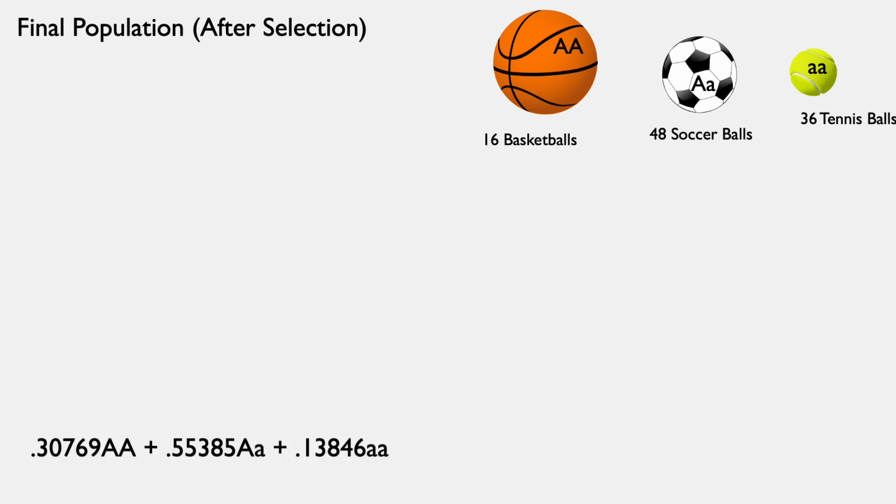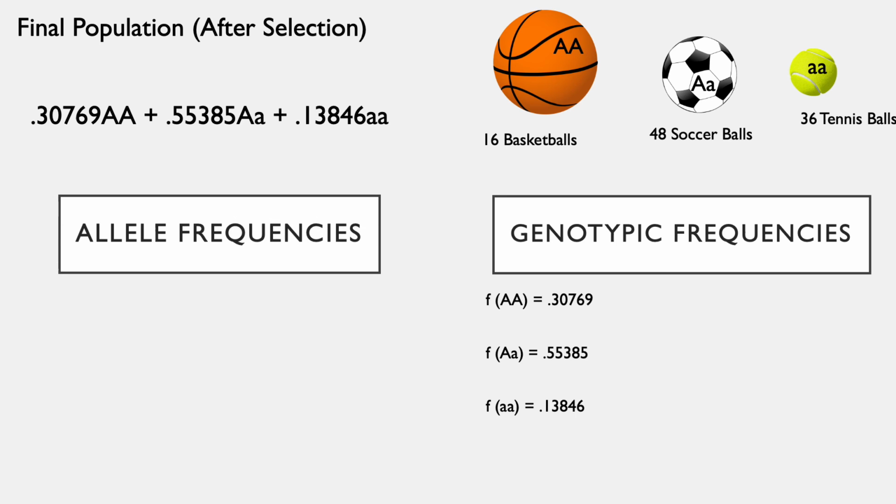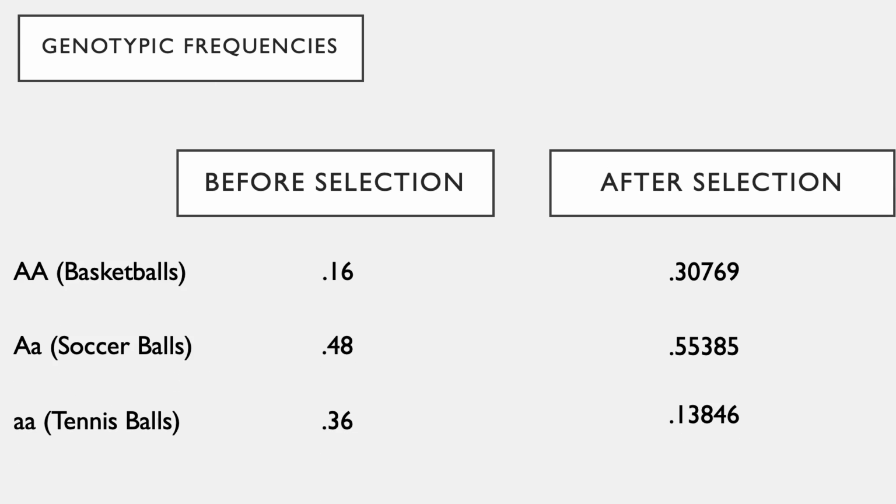Let's calculate a few things about our final population. The genotypic frequencies are given here. Now we can calculate our allelic frequencies. Let's see how the allelic frequencies were affected by the selection. We can see that the frequency of the big A allele increased, but the frequency of the little a allele actually decreased.